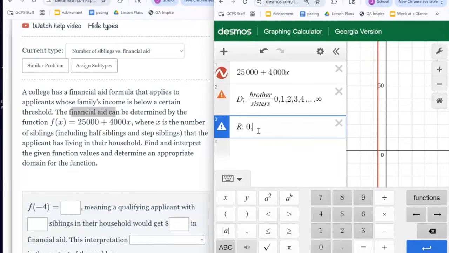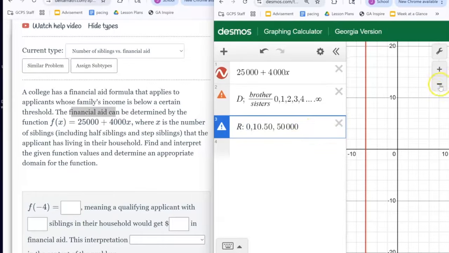Can I give you $10.50 in financial aid? Yes. So we're going to have decimals. Can I give you like 50,000? Yes, I can give you 50,000. So basically anything bigger than 0. So all real numbers bigger than 0.